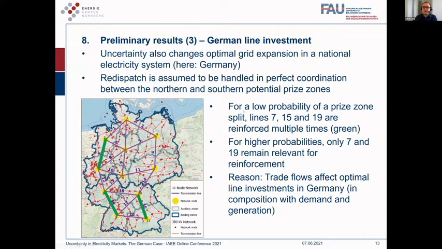So for these different levels of probabilities that are anticipated for uncertainty, we would see for a low probability of a price zone split, this line 7, which is here, and line 19 and 15, which are down here, these green lines, would be built up multiple times. But for a higher probability, only the line 7 and 19, which are in the west here, would be relevant for reinforcement. And also here, the interesting fact is that trade flows very much affect the line investment in Germany. So this international context, of course, matters in this very interconnected system in Europe. Yes, and these are results for the transmission line investment.